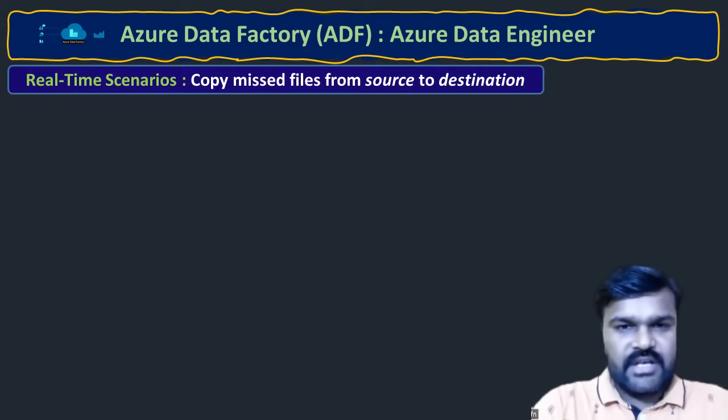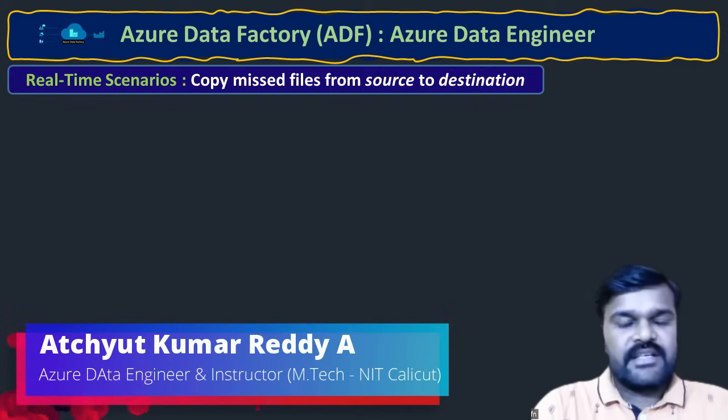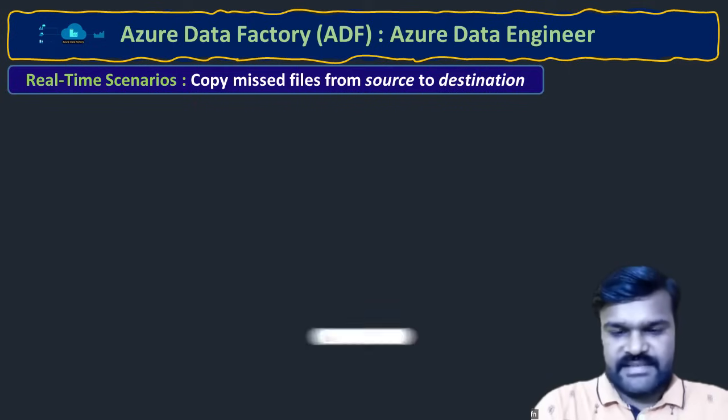Hi. So now in this lecture, let us try to understand another real-time scenario in Azure Data Factory. That is copying missed files from source to destination. So what does it mean?